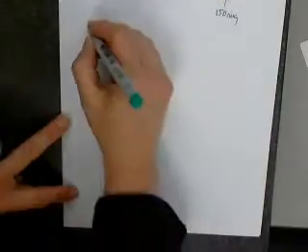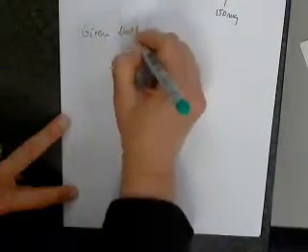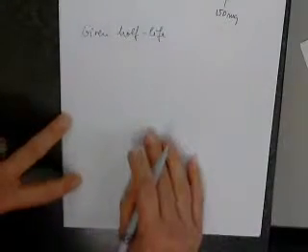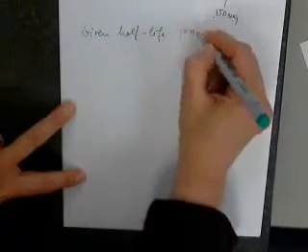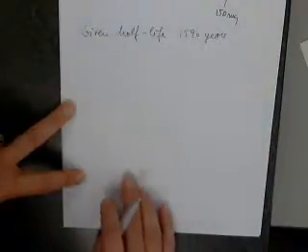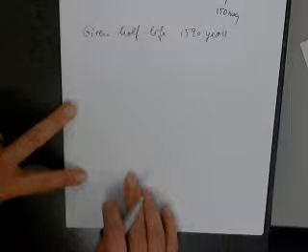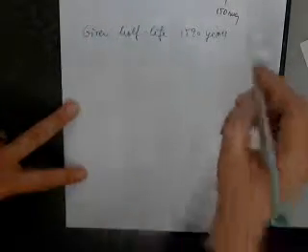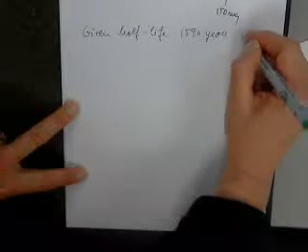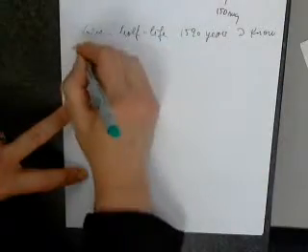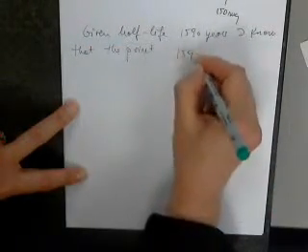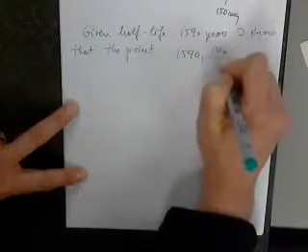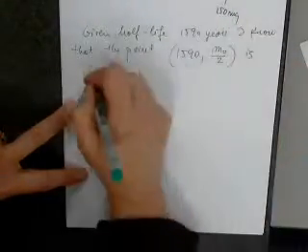So let's write this down in words. Given half-life, let's say 1590 years. I'm using this example. I know that the point 1590 comma m0 over 2 is given.